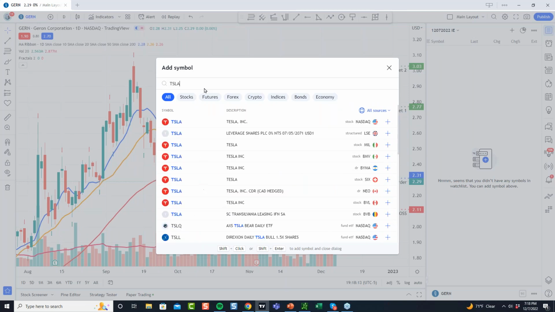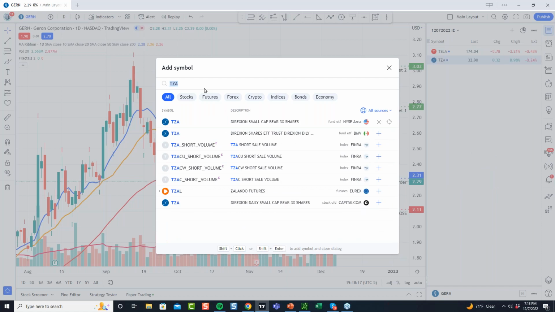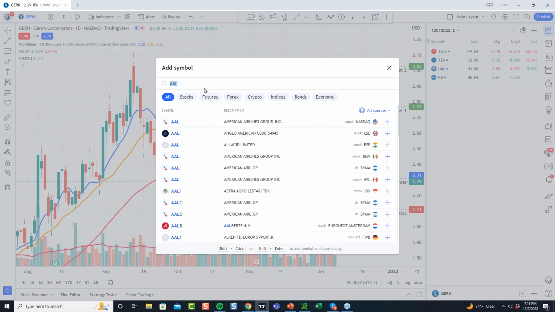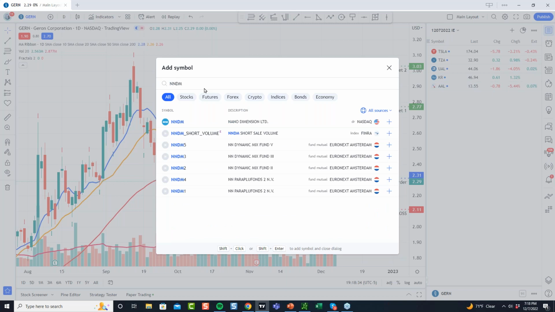Tesla. Everyone always says Tesla. Oh, we got a direction small cap bear 3x share. Look at that. Got Rocky with us, Kroger, AAL, Tiger, NNDM. What is that? Nano Dimension.